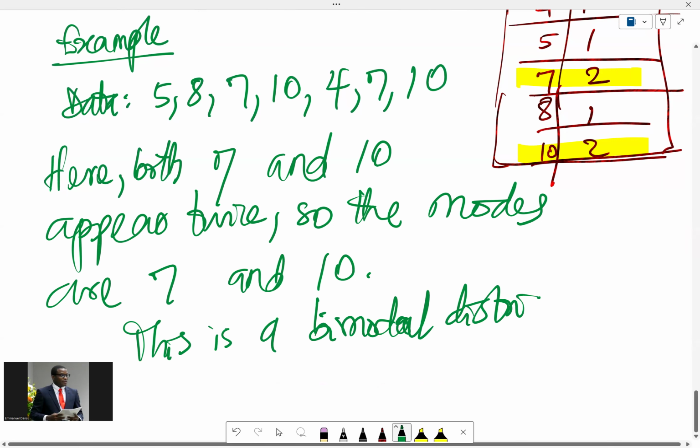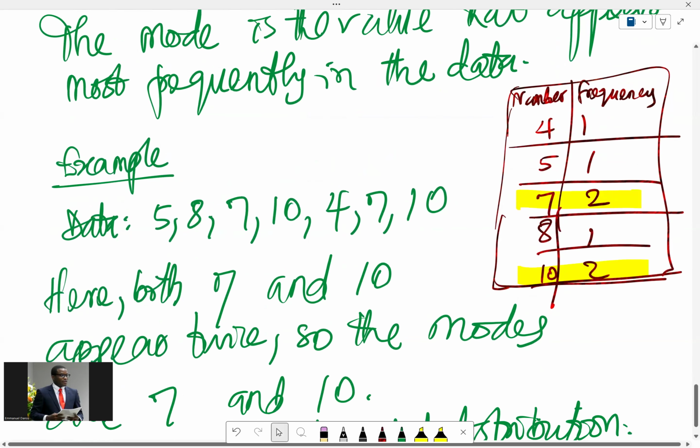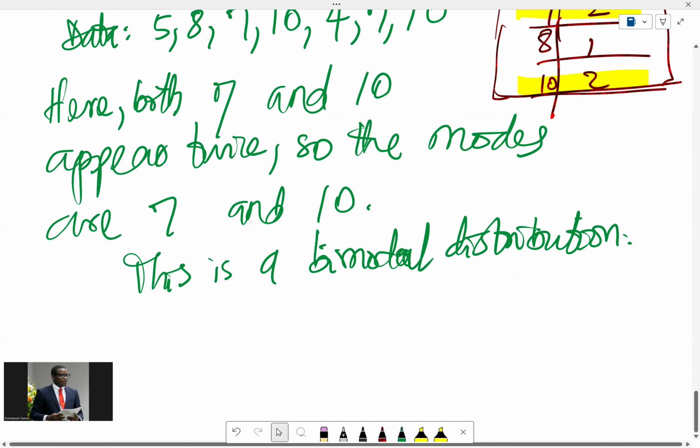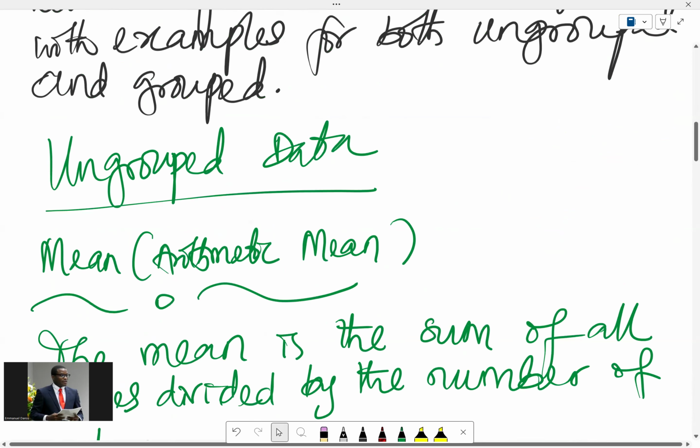It has 2 modes, bimodal distribution. If it has 3 modes, that will be a trimodal distribution. If it had 1, it would be unimodal. So for instance, if we had just 10 one time, the mode would be 7 with a frequency of 2. Okay. So that's that about ungrouped data.